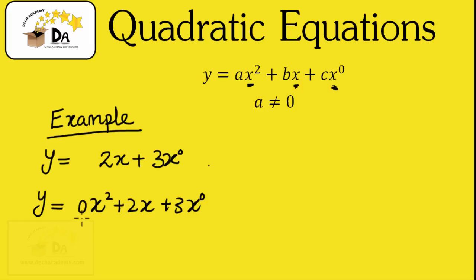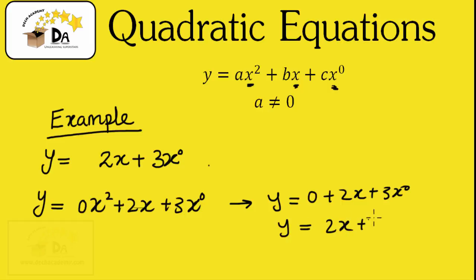Which means that if you just start from here and simplify, we'll have y equals 0 plus 2x plus 3x to the 0, which is the same thing as y equals 2x plus 3x to the 0. A lot of the time in mathematics, when you have 0 plus a number, or a term plus 0, or 0 plus a term, you just ignore the 0. There's no need to write it, because 0 is nothing.